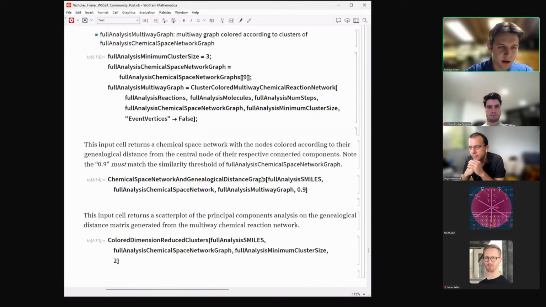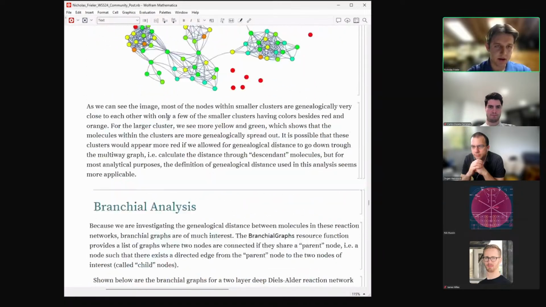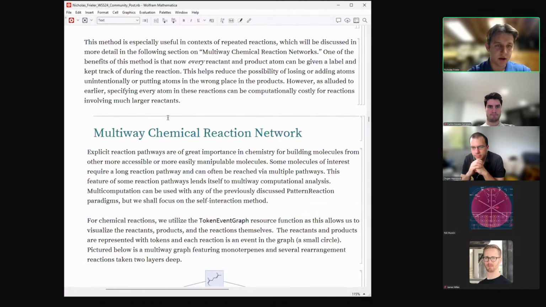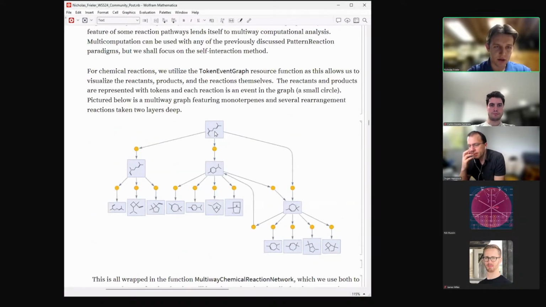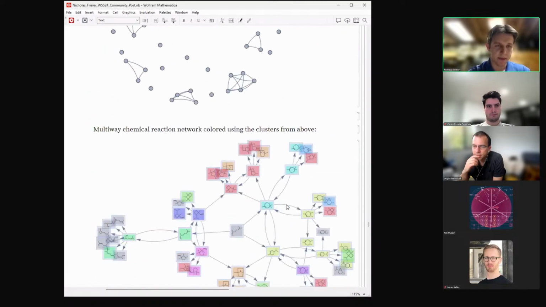Exactly, exactly. And then, yeah, so some future work, things that I was interested in looking at is branchial analysis. The problem is it doesn't currently work, as far as I'm aware, with directed cycles. And that can happen in these graphs. For example, we do actually have a cycle in here. So if we go from this molecule here, there's a reaction here that takes you back to this one, and this one can go forwards into this. And so because we have a cycle like this, we can't do any branchial analysis directly on it using the current implementation in Wolfram. So trying to resolve that in some way.